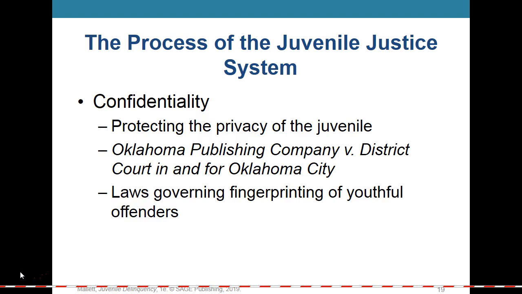Confidentiality, and we all know what confidentiality is: protecting the privacy of someone. Within the juvenile justice system, we have to ensure that the privacy of the juvenile is protected. There's a shift in the view on confidentiality in juvenile court. Many states prohibited the public from attending juvenile court proceedings to protect the privacy of the youthful offenders.